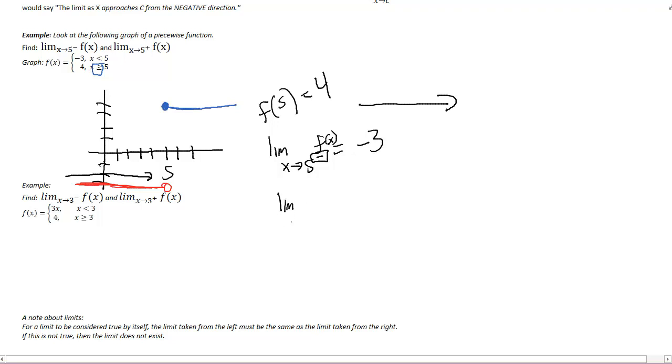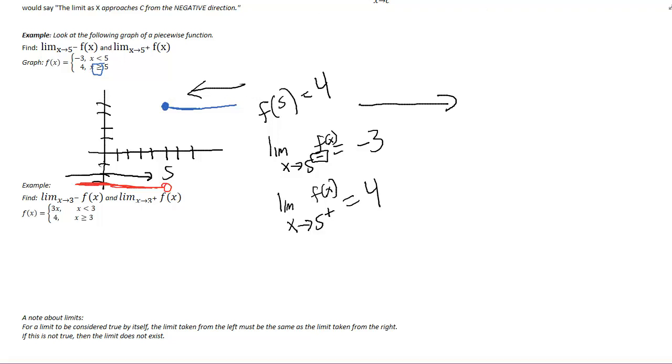And then likewise, the limit as x approaches 5 from the positive direction, that would be coming from the right, going towards the left, and we would have an answer of 4. The limit of f of x equals 4 because we're coming from the right, from the positive direction, going towards the negative direction.